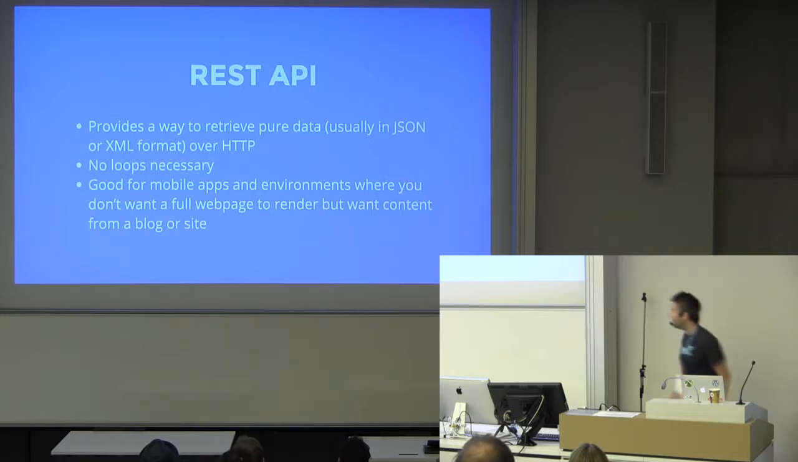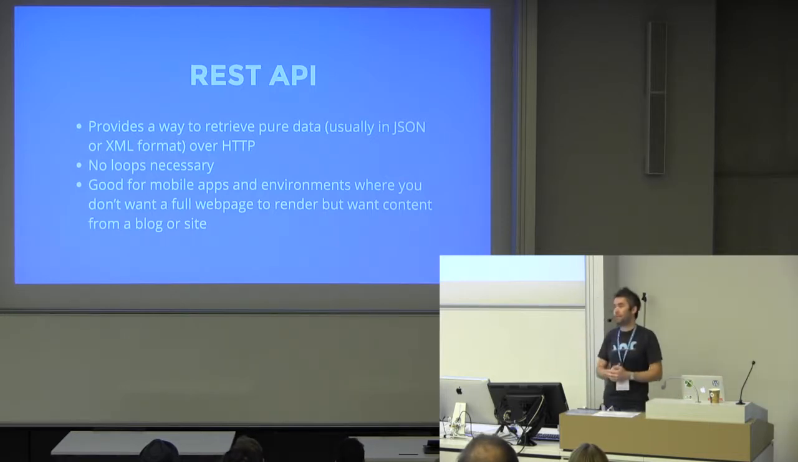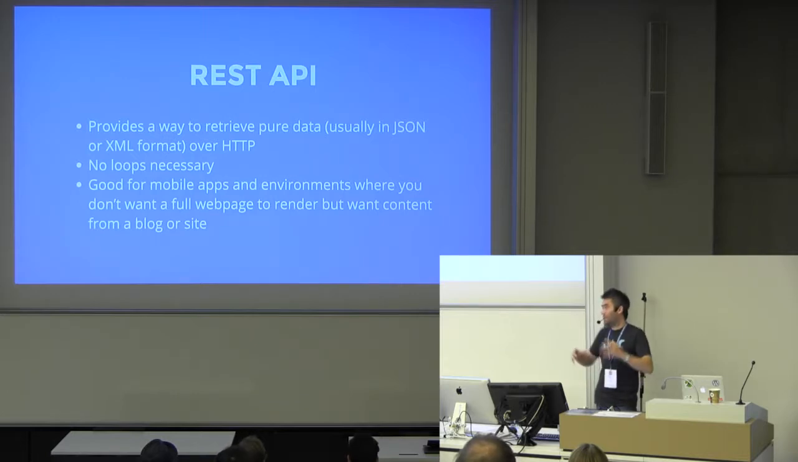So a REST API provides a way to retrieve pure data, and it's usually in JSON or XML format over HTTP. And I've got in the middle bullet point there, no loops necessary. And what I mean by that is that for most of us here, if we build websites with WordPress or we build themes or anything else, we would normally use PHP and we would create a loop and we would use things like the underscore title, open bracket, close bracket, and that kind of thing. And that's how we get our content out.